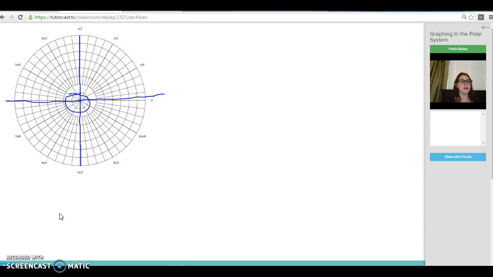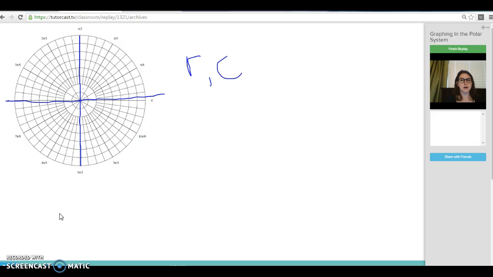It has a radius of 1. And each circle, as we move out, has a bigger and bigger radius. So this circle right here, that I'm tracing now, has a radius of 2. This circle out here, a radius of 3, and so on until we get all the way to the outside of our graph paper.